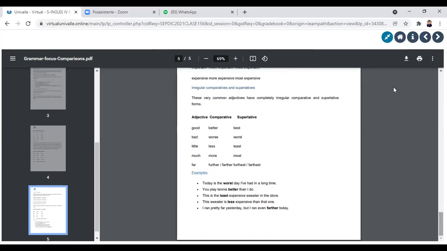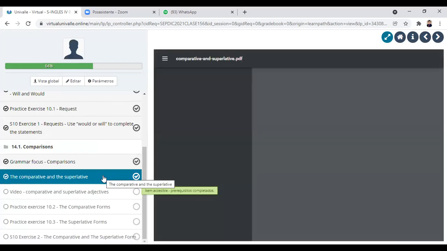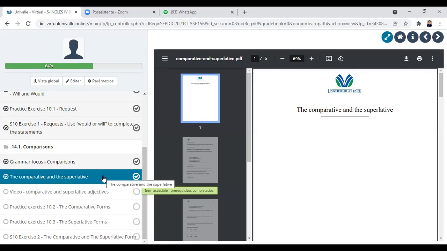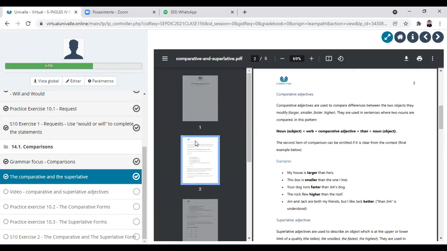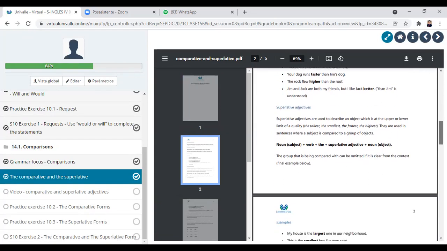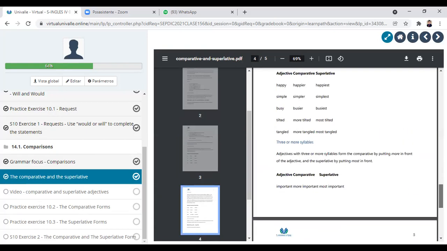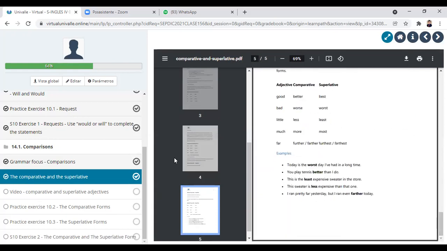Okay, and here we have some examples of the comparative and the superlative. This is related to the grammar rules that I've been explaining to you, how to transform the adjectives into the superlative and the comparative forms. This is what I was explaining to you some minutes ago. So in here we have the grammar explanation.